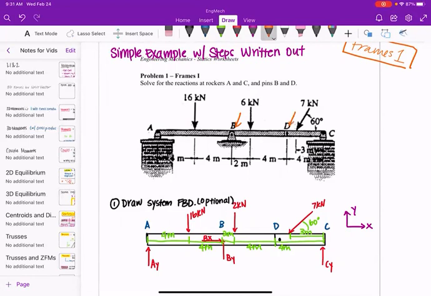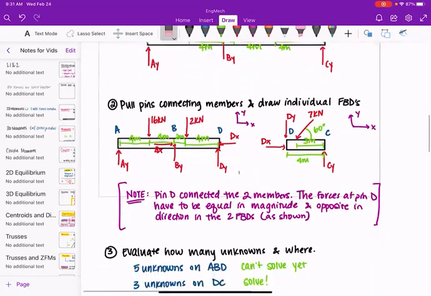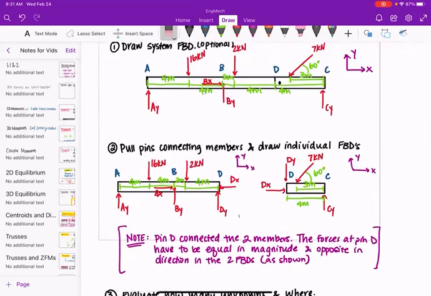Sometimes you can have pins as supports, but you only want to pull the ones where it's connecting 2 bodies. So the only pin that does that is at D, right? So I separate it into my two members, right? So basically it's separated right here.